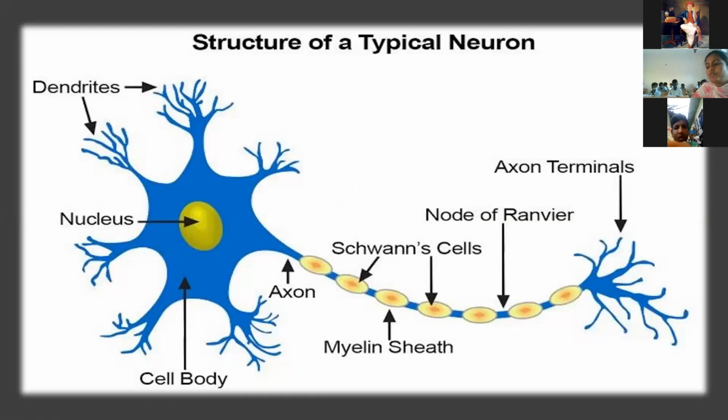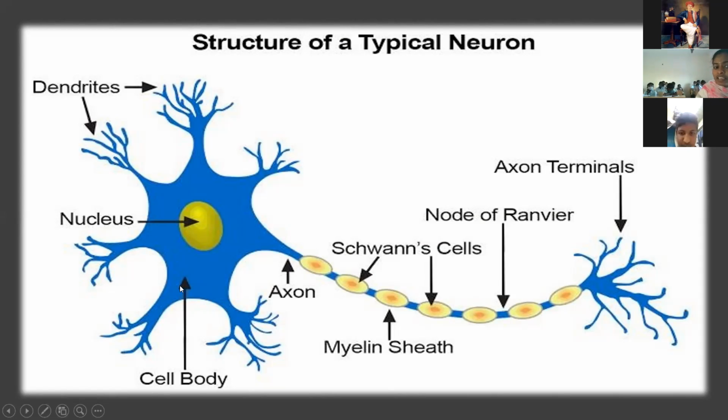Next, the last one is the neuron or nerve cell. How many neurons are present in our body? Millions and trillions of neurons are present in our body. The neuron or nerve cell has three main parts. Number one is the cell body, or soma, or cyton.